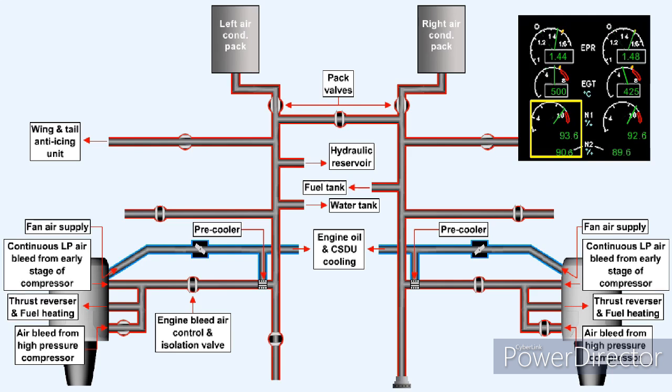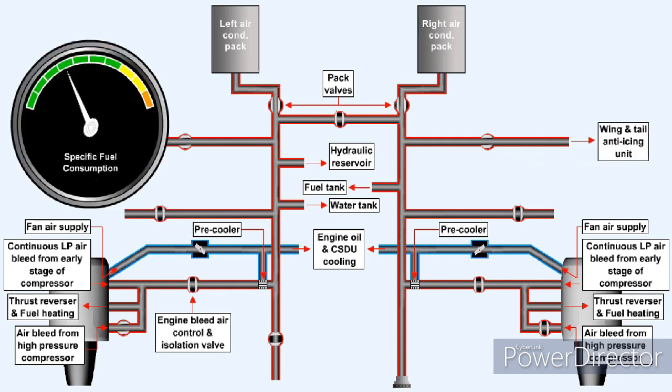Bleeding air from the compressor reduces the load on the turbine. This will have the effect of increasing engine RPM for a given fuel flow. The specific fuel consumption of a gas turbine engine will increase whenever an engine bleed is opened.